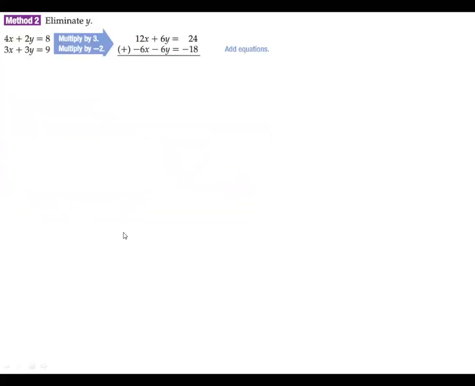Another way to do it, see there's multiple ways to do these, is to get the y coefficients to cancel. So in this case, the least common multiple of 2 and 3 is 6. So I want one of them to come out to be 6 and the other one to be negative 6. So I multiply the first equation by 3, second equation by negative 2. Add those together, and this time the y's cancel. So I get 6x equals 6. Divide both sides by 6, you get x equals 1.